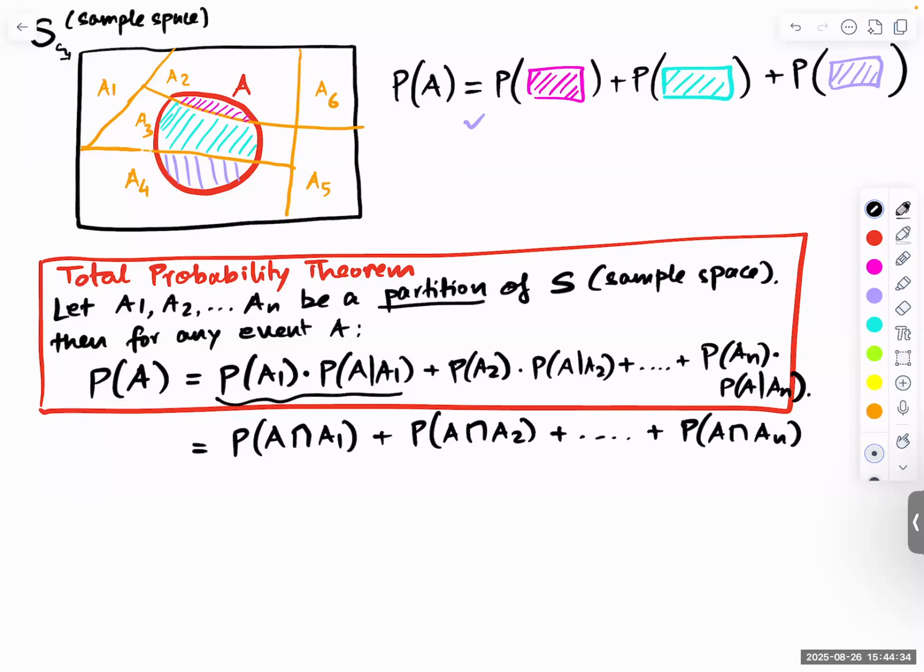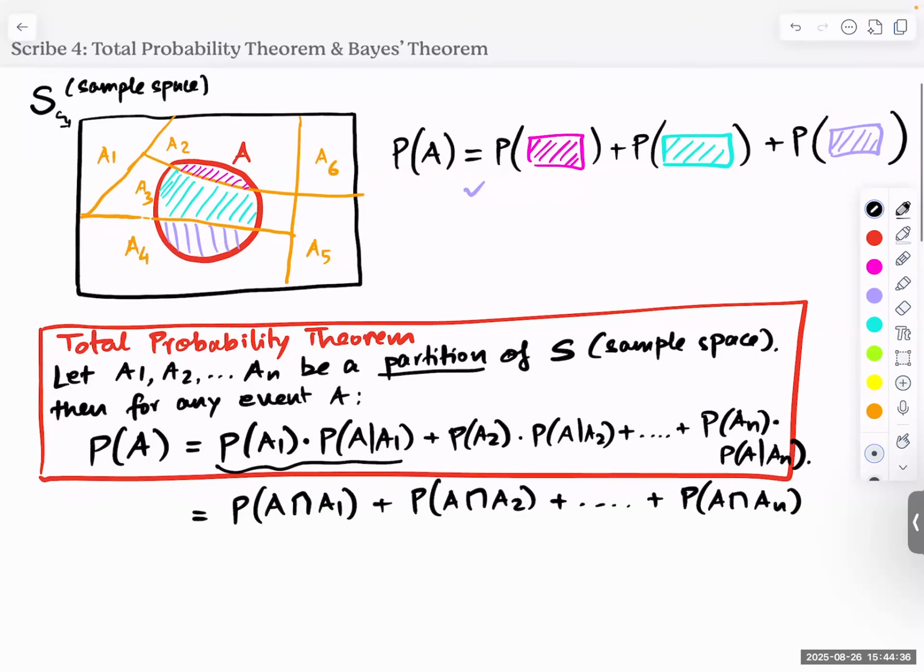I hope it is clear to you now, connecting this formal definition to this visual Venn diagram interpretation. If you think about the event A, it has no intersection with A1 in this figure. So the probability of A intersection A1 is 0. That's why it does not appear on the right-hand side. However, A intersects with the pink part, A2, the teal color, A3, and the purple one, A4. And that's what you see. These are the sum of the three non-zero terms that you see on the right.